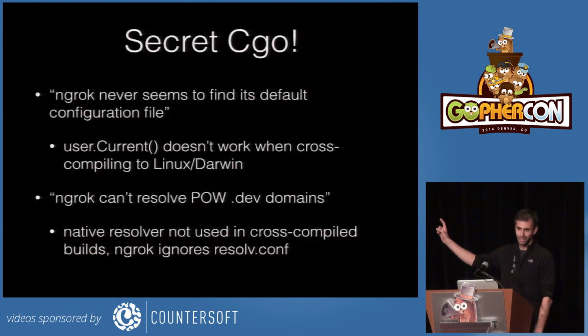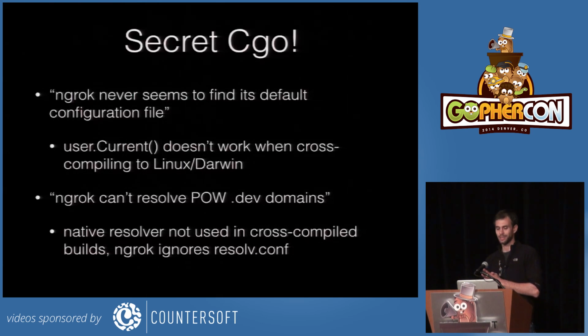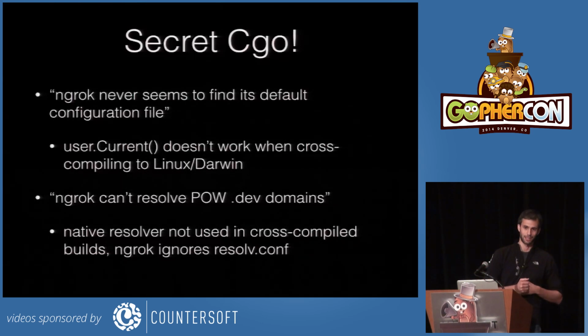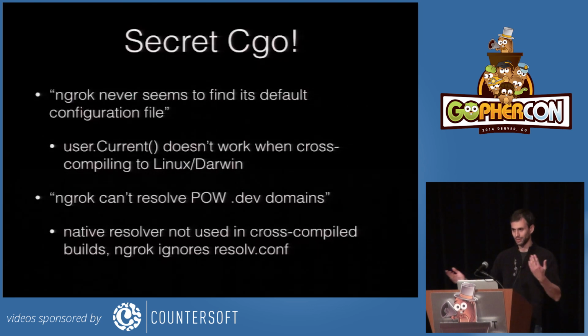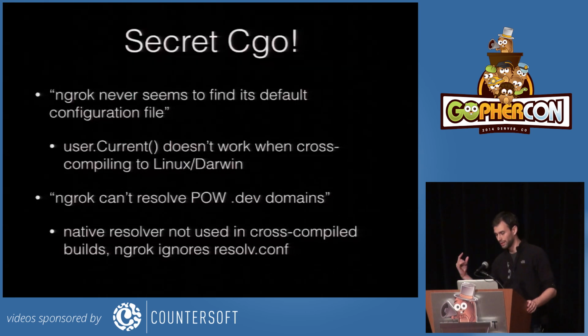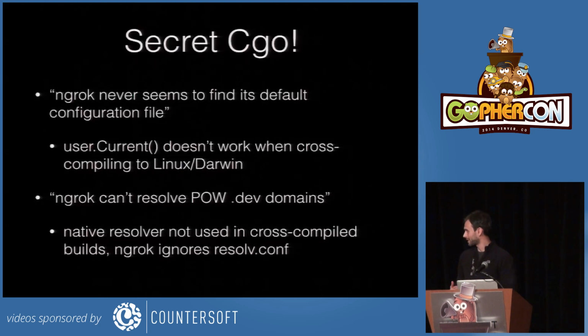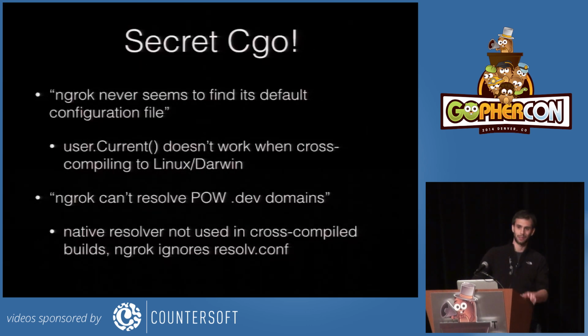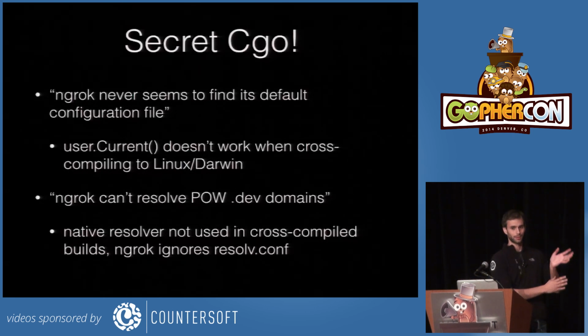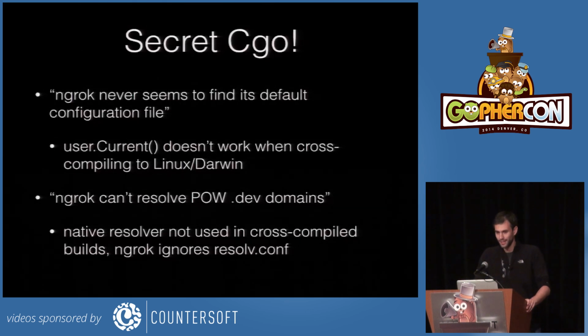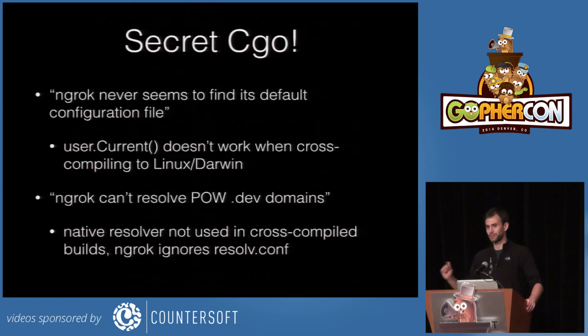So I got bug reports like, ngrok never seems to find its default configuration file. And it's because if you use user.current on Darwin or Linux and you're cross-compiling to them, that returns not implemented, because it uses the Unix API and C headers to pull that out. And another one I had was ngrok can't resolve POW. Any Ruby people using POW? It creates a fake .dev TLD that it uses resolve.com to reroute, so you get pretty URLs when you're developing. But if you cross-compile, you don't use the system resolver anymore. You use Go's internal resolver, and it doesn't check resolve.conf, so that just stops working.